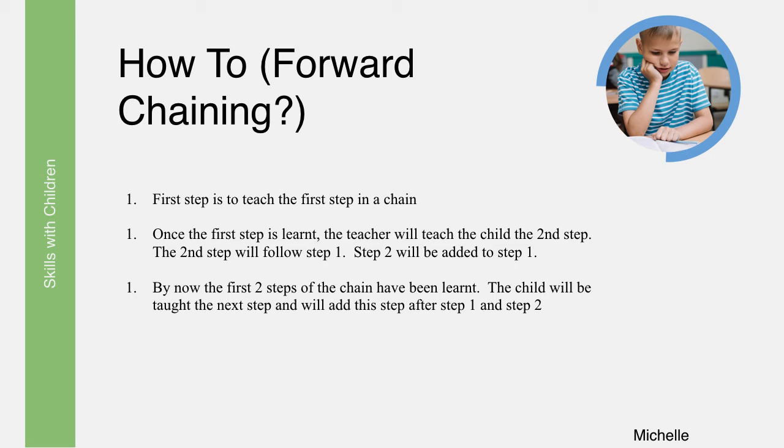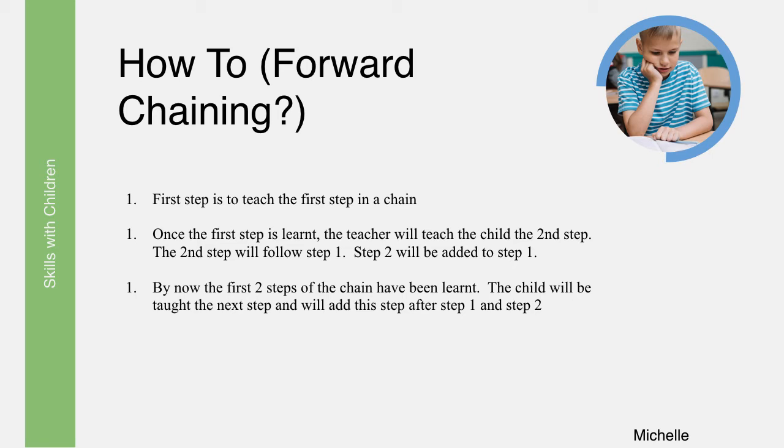So how would you do forward chaining? Well, the first step would be to teach the first step of the chain to the student. So the person teaching would be the instructor. And then the second step would be that once the first step is learned by the student, the teacher will teach the child the second step. The second step will follow step one. Step two will be added to step one.